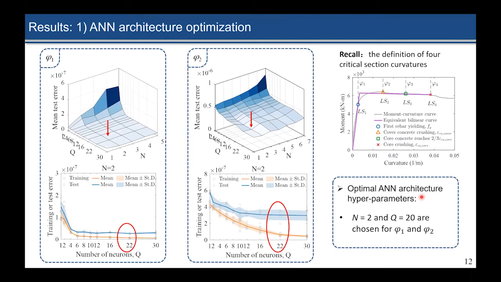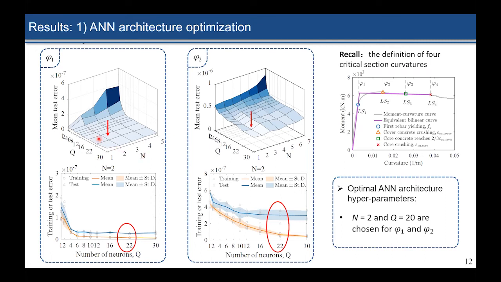And now we are moving to the results. The first part is the architecture optimization of the neural network. These 3-dimensional figures show the relationship of mean test error against the number of hidden layers, which is represented by big N, and the number of neurons in each hidden layer, which is represented by big Q.